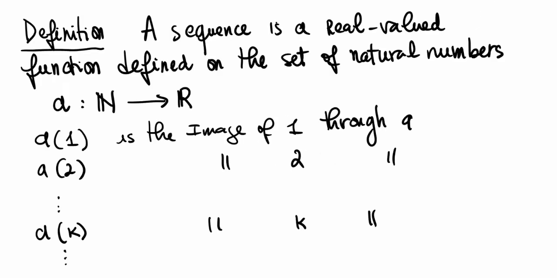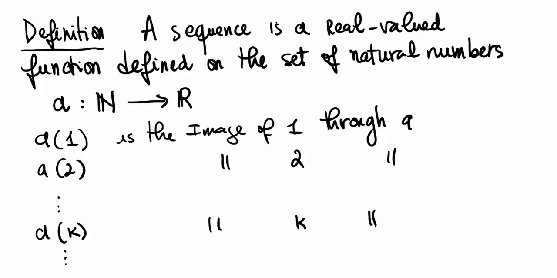So what is a sequence? A sequence is simply a real valued function which is defined on the set of all natural numbers. So you can think of a sequence as a map which is taking the set of all natural numbers into the reals. So a of 1 is going to be the image of 1 through a, a of 2 is the image of 2 through the function, a of k is going to be the image of k through a, and then it keeps going forever, indefinitely.